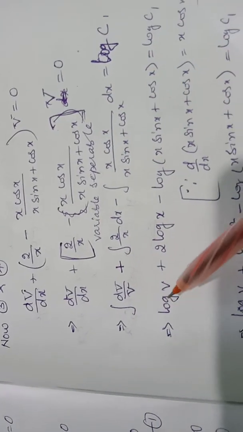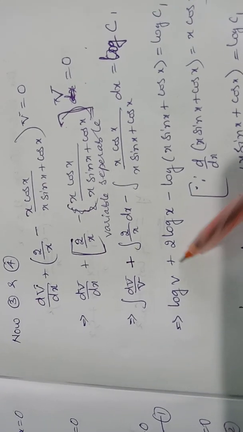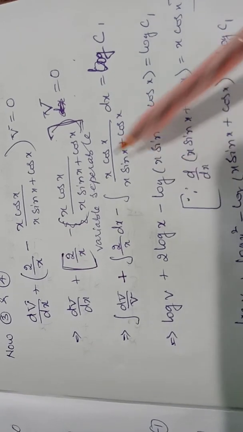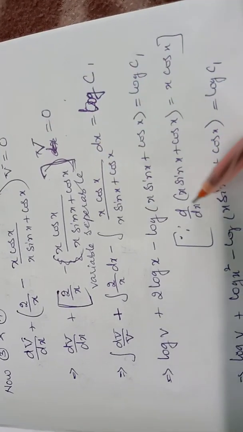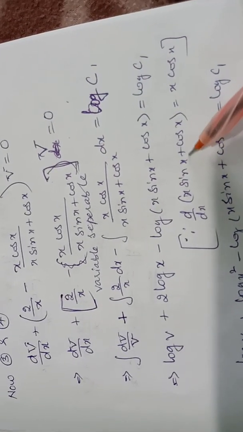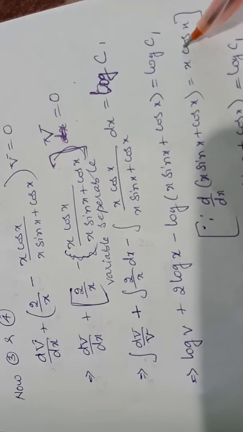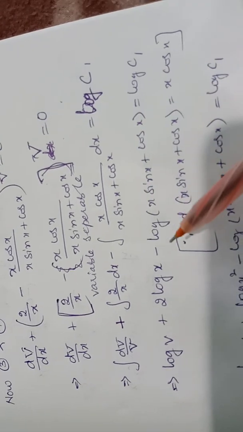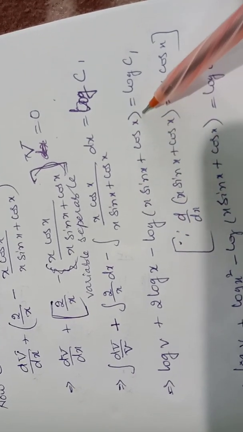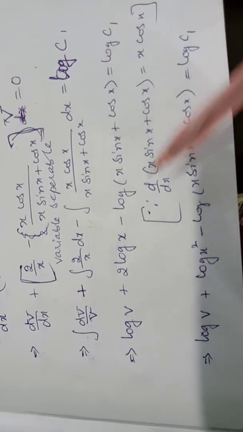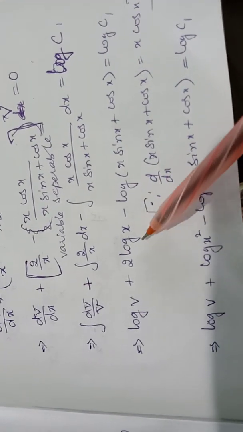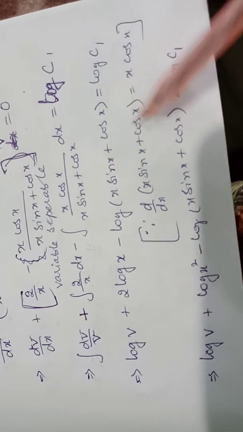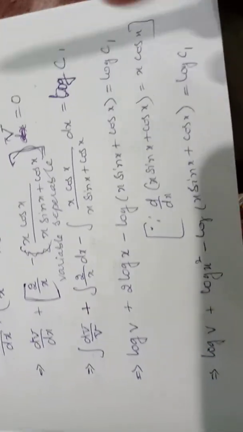By integrating all the terms, we'll get log V plus 2 is constant, integral of 1 by x is log x, minus this, which is in the form of d by dx of x sin x plus cos x equal to x cos x. So we have the f dash x by f of x form. So log of x sin x plus cos x equal to log c1. Then log V plus this can be written as log x square, minus log of x sin x plus cos x, equal to log c1.